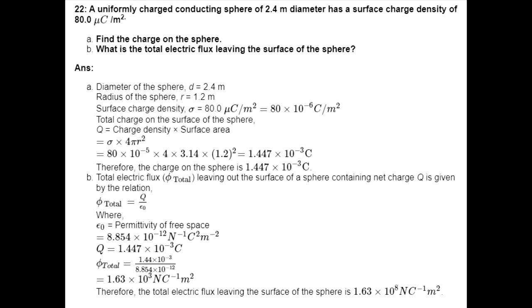Total electric flux leaving the surface of a sphere containing net charge Q is phi equal to Q by epsilon naught. So Q is 1.447 × 10^-3 coulomb, and flux phi will be equal to 1.63 × 10^8 newton meter square per coulomb. So you can say the net flux leaving the surface of the sphere is 1.63 × 10^8 newton meter square per coulomb.